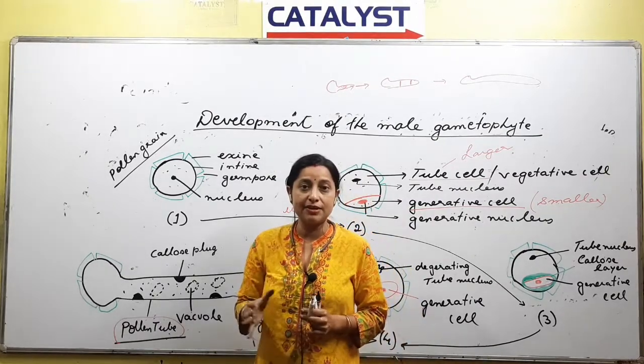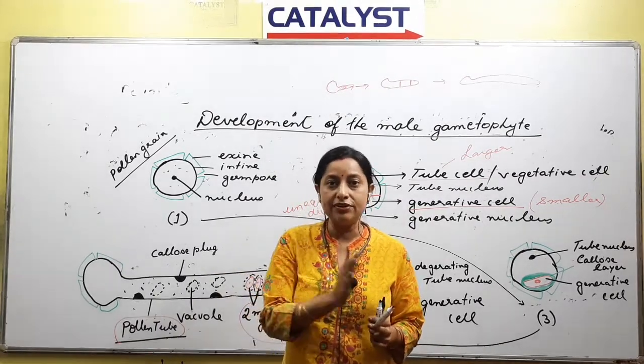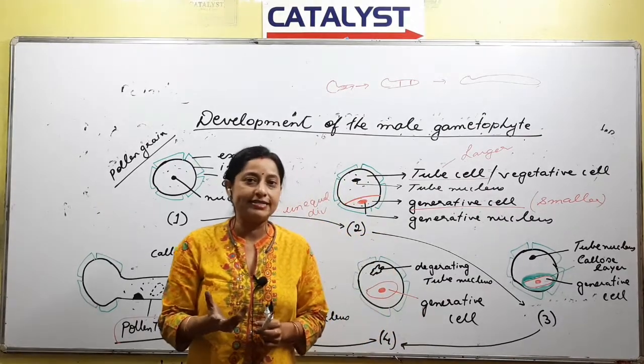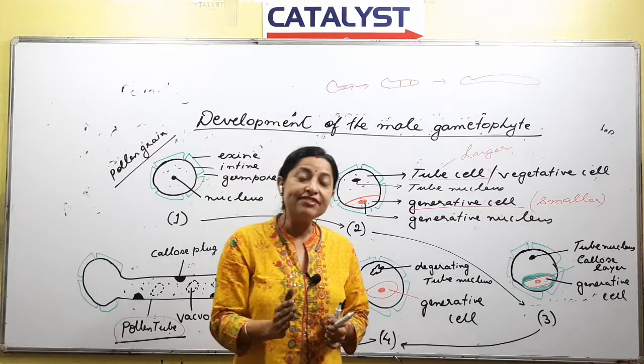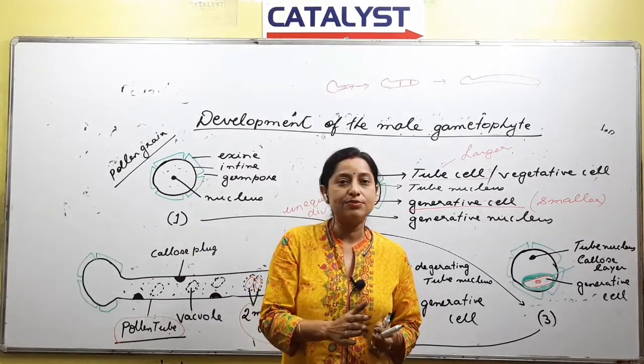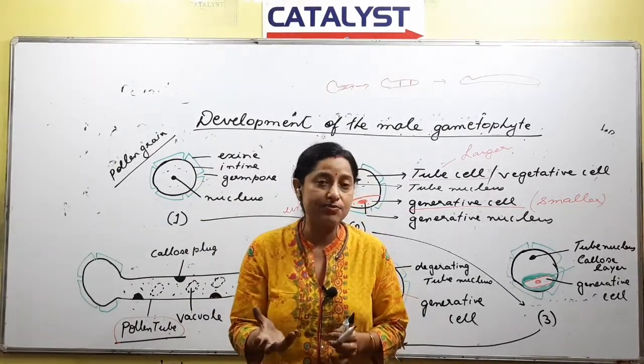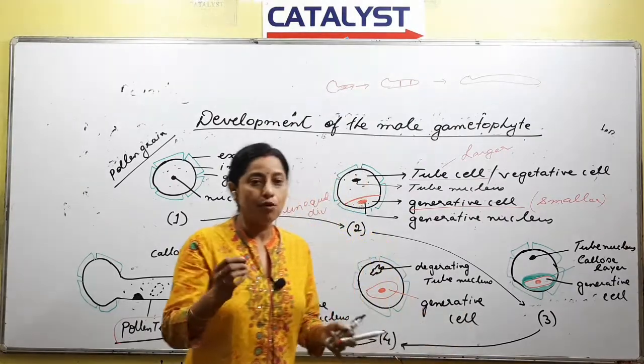So what separates these two layers? The callose plugs. What is the function of the callose plug? It separates the active cytoplasm from the inactive cytoplasm. And where will you find the active cytoplasm? Obviously at the point of growth, right?